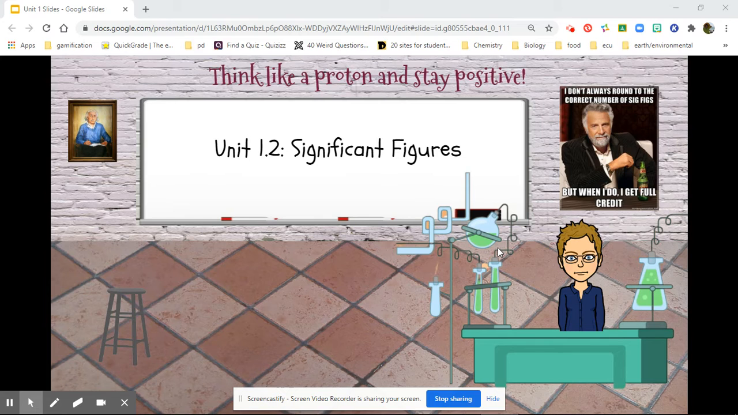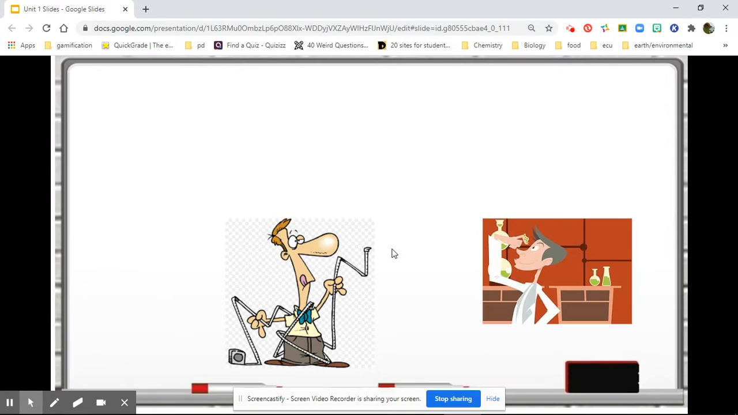Since we are talking about measuring, first we need to do a little background in how to measure. When we measure stuff in chemistry, anytime we do an experiment, we're most likely going to be measuring something, whether it's with a meter stick, or a graduated cylinder, which measures liquids, or a balance, which measures mass. There's always going to be something to be measured.